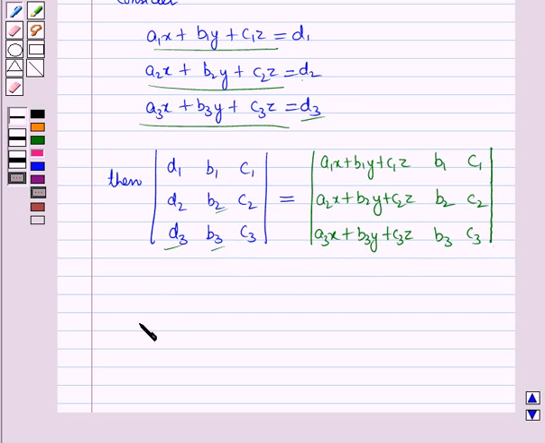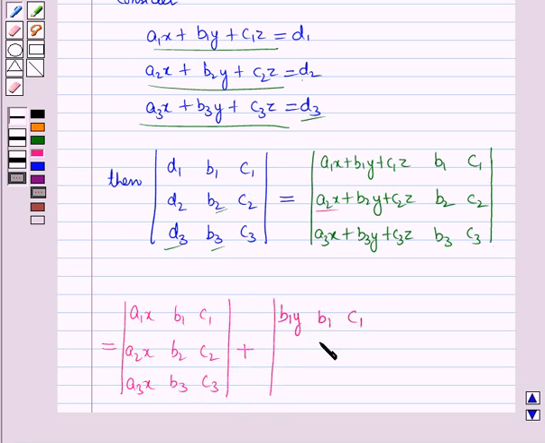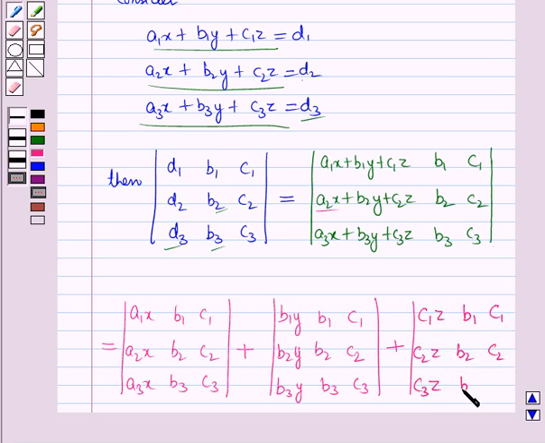Now by the property of determinant, this will be equal to the determinant with the elements in the first row as a1x, b1, c1, elements in the second row as a2x, b2, c2, elements in the third row as a3x, b3, c3 plus the determinant with the elements in the first row as b1y, b1, c1, elements in the second row as b2y, b2, c2 and elements in the third row as b3y, b3, c3 plus the determinant with the elements in first row as c1z, b1, c1, elements in the second row as c2z, b2, c2 and elements in the third row as c3z, b3, c3.